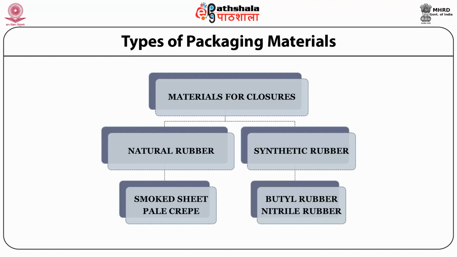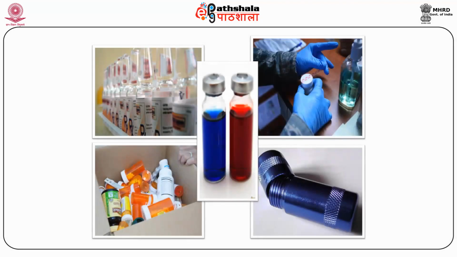For natural rubber, the examples are smoked sheet and pale crepe. While for synthetic rubber, butyl rubber and nitrile rubbers are very commonly used for the closure. This is the diagram which shows various types of packaging material and various types of shapes of the container which we generally use for packaging.